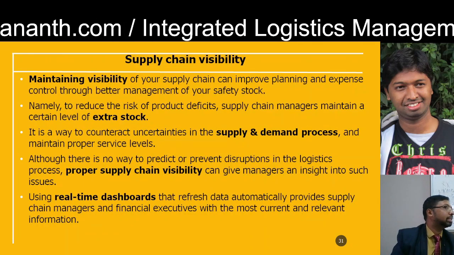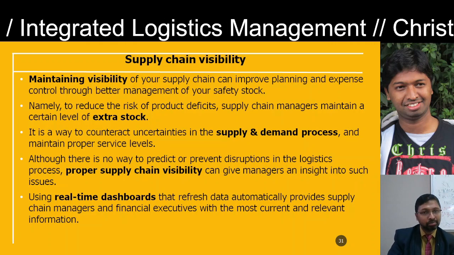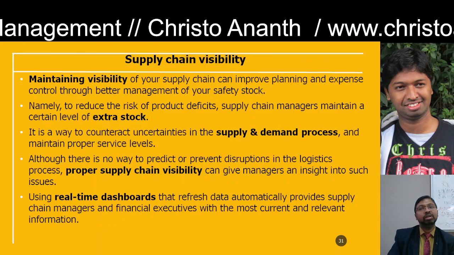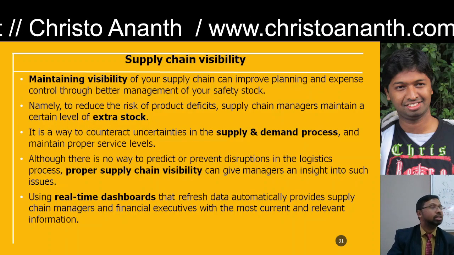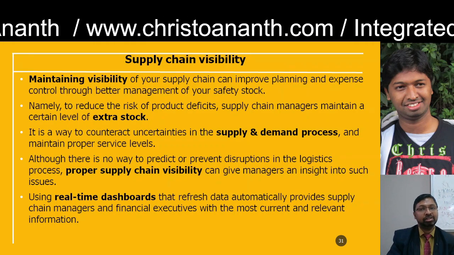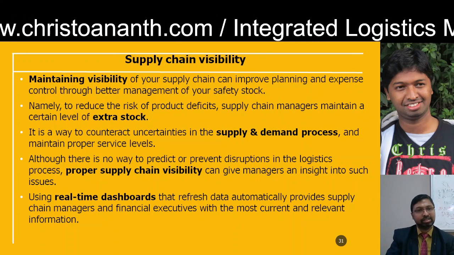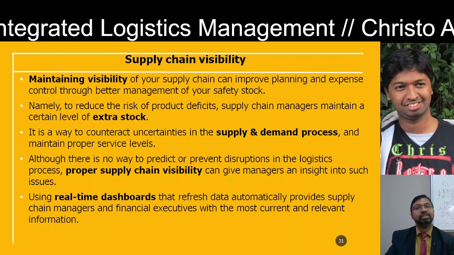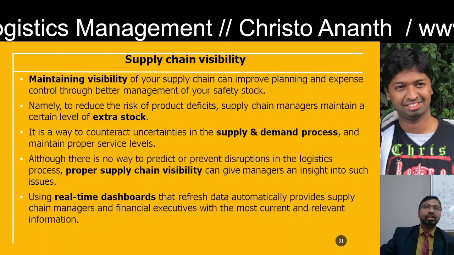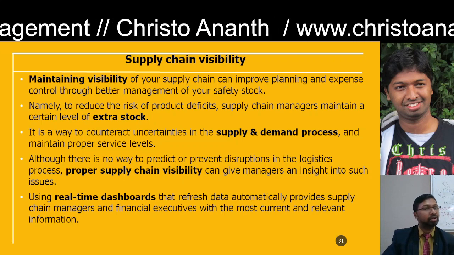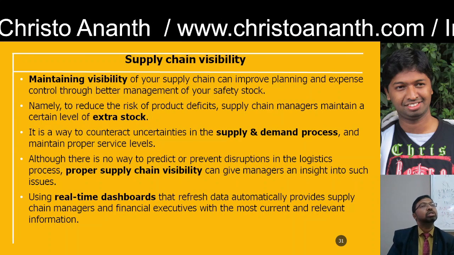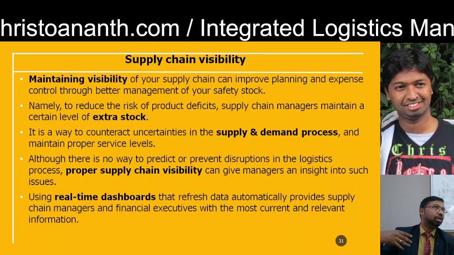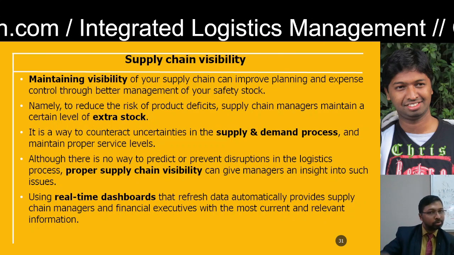And finally, supply chain visibility. This is the most important process. You have to be transparent in your entire process. So that can actually improve the planning procedures, and how you can manage expenses. So you can reduce the risks even. You can maintain additional buffer or maybe an extra stock even. So that definitely meets the supply and demand process. You can maintain proper service levels. So transparency and visibility is very, very important, so that you can even have a global insight about the entire process.